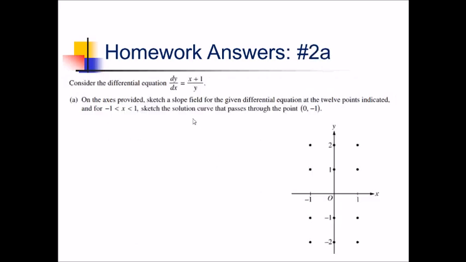On this problem, we're starting off with this differential equation up here. And to start off with this part of the problem, we just want the slope field for this thing at these 12 points indicated. So I'm going to start with a table. I'm going from -1 to 1 with x values, and negative 2 to 2 with y values.